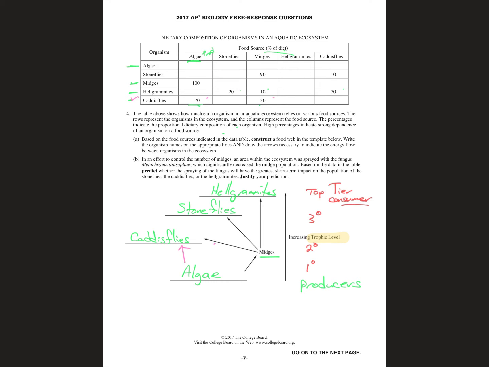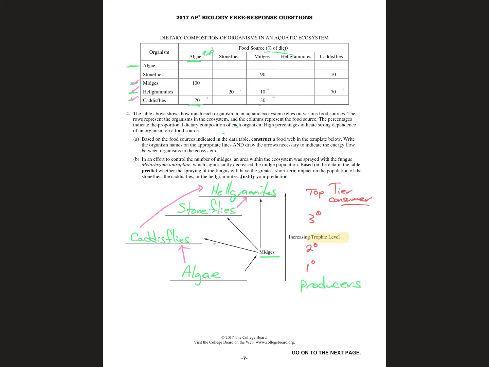Helgrammites, or whatever they're called, eat midges and they eat stoneflies and they eat caddisflies. So stoneflies feed that and caddisflies feed this as well. Now that takes care of that one. Midges eat only algae. Okay, so that's taken care of.